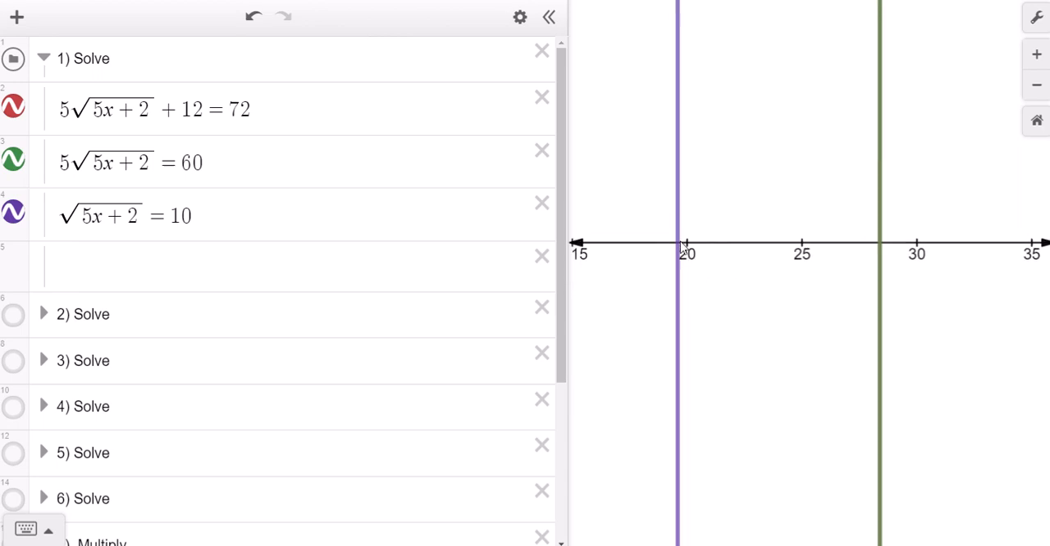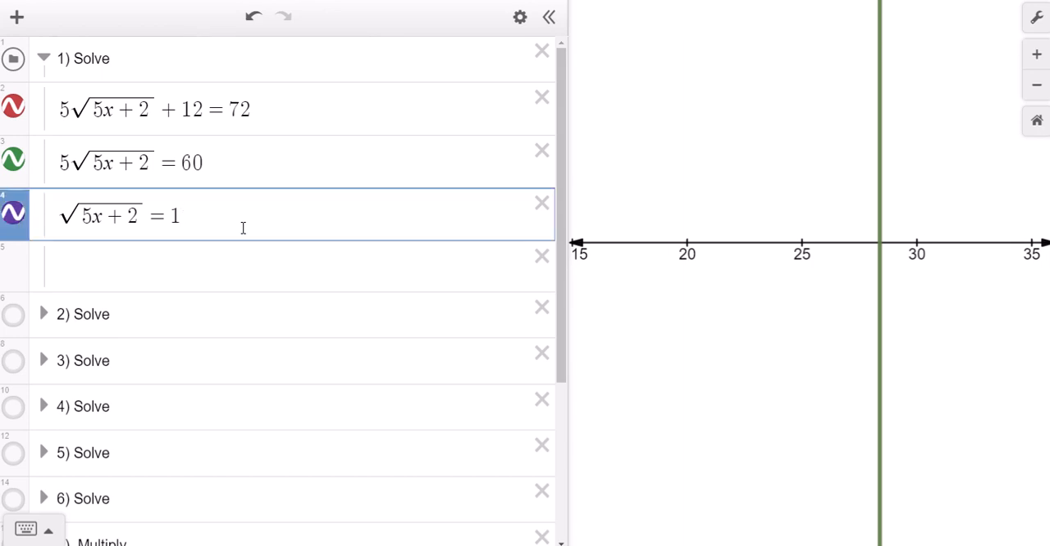This new purple line tells me that this equation, the one with the purple dot, is not equivalent to the one above it because they have different solutions. Now, it's a small difference, but if I make that the number 2, do you see what just happened? This is now where the purple line is.